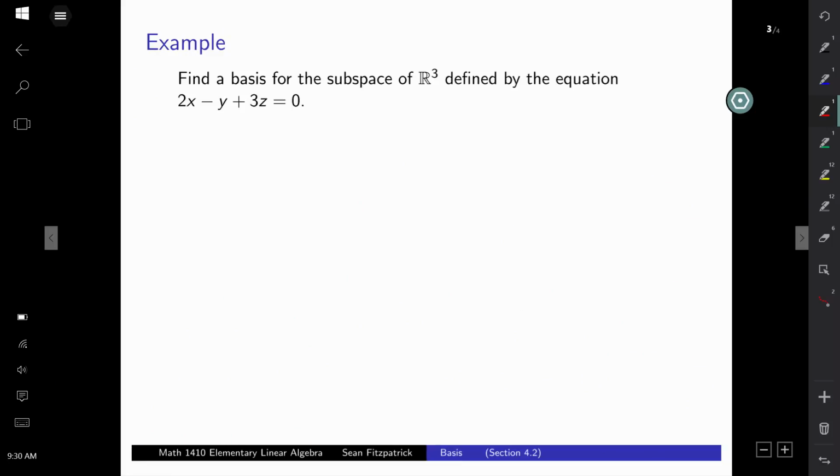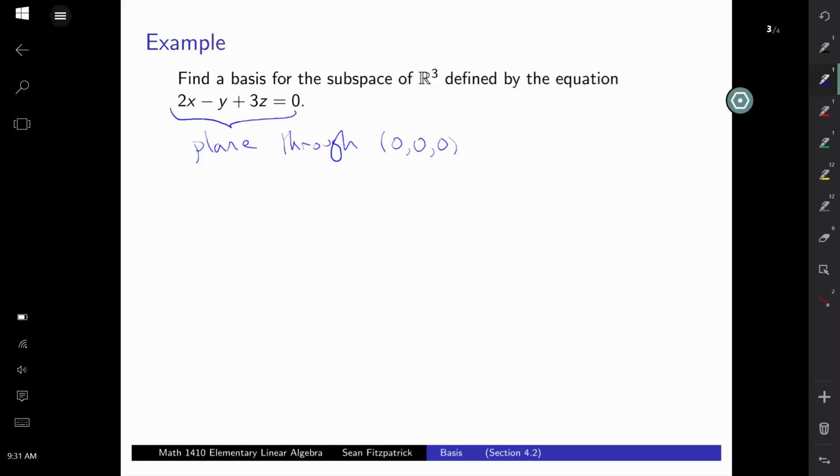All right, so here's an example. We want to find a basis for a subspace. At this point, the first thing we might say is, is it actually a subspace? Should we verify it? Well, we know what this equation describes. We know that this describes a plane that passes through the origin, and we've already discussed the fact that any plane through the origin can be viewed as a subspace. It is a subspace.